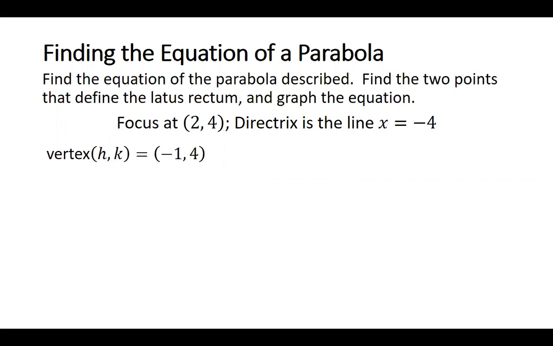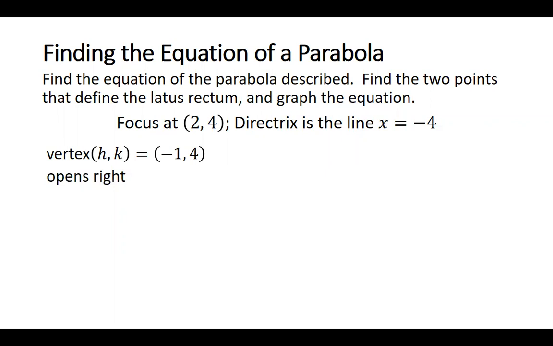Since the directrix is a vertical line, the axis of symmetry is going to be parallel to the x-axis. So this is obviously opening right or left. The focus was to the right of the directrix, so it is further right than the vertex. Therefore, this must be opening right. Now, think about these things as you go through it. We know that the focus is going to be on one side of the vertex, and the directrix is going to be on the other side.